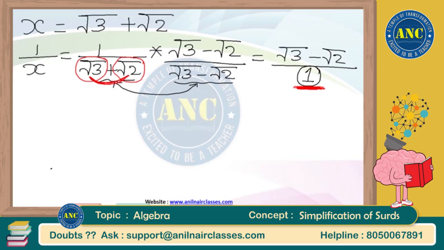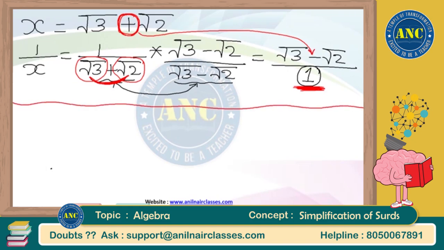That means whole numbers, forget about the square root. Don't take the square root into account. If I remove the square root, the number becomes 3. If I remove the square root, the number becomes 2. The difference of 3 and 2 is 1. That is your denominator. And the numerator will be the opposite operator of whatever operator you have here for x, which is minus in this example.